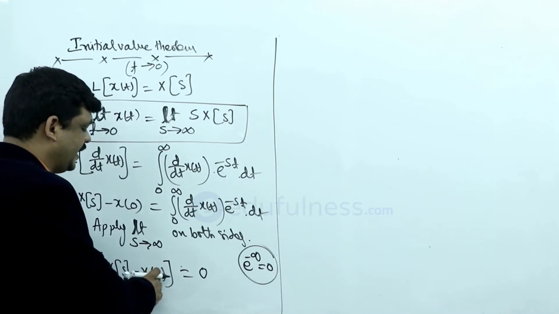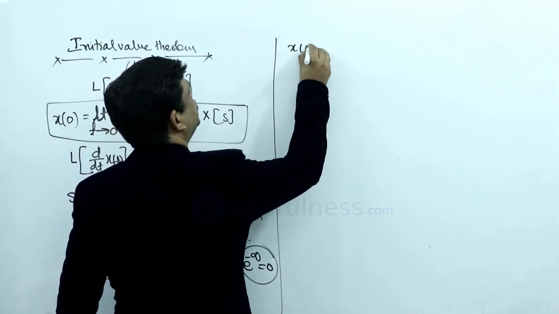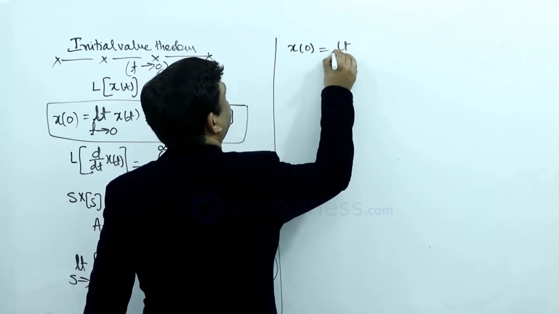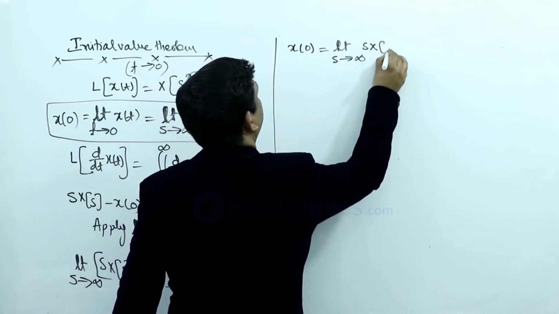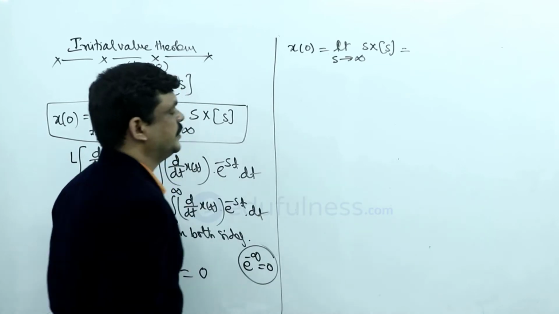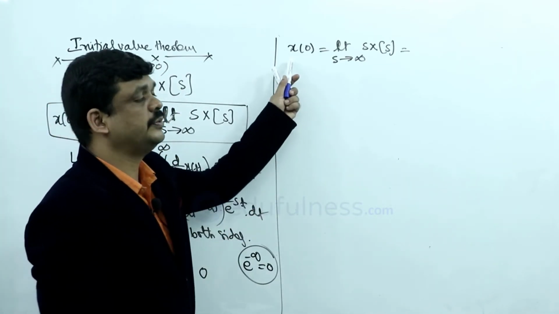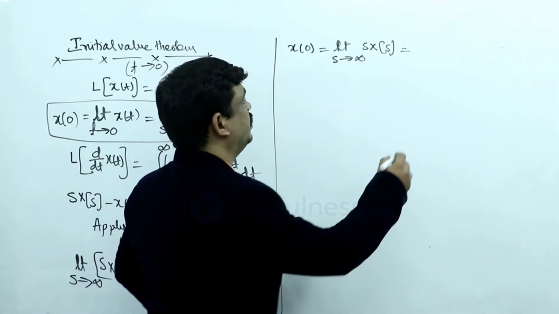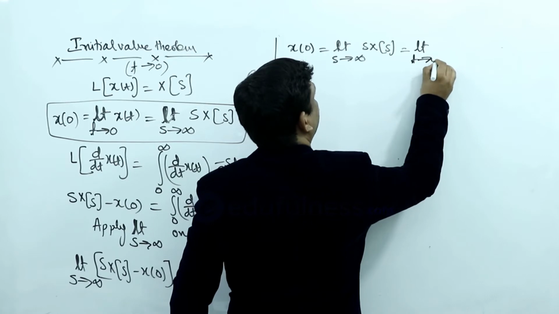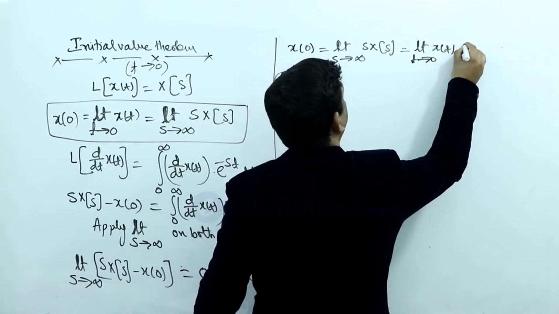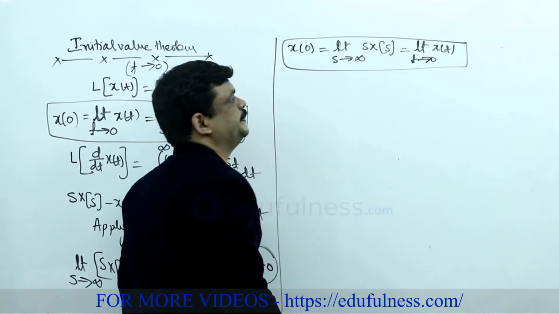Then I want to take this x of 0 on the right side, then it becomes positive. So x of 0 is equal to, the left side equation explains limit s tends to infinity, s into x of s. See, limit s tends to infinity, s into x of s is equal to x of 0. X of 0 explains the limit t tends to 0, x of t. So this is the standard statement of initial value theorem.